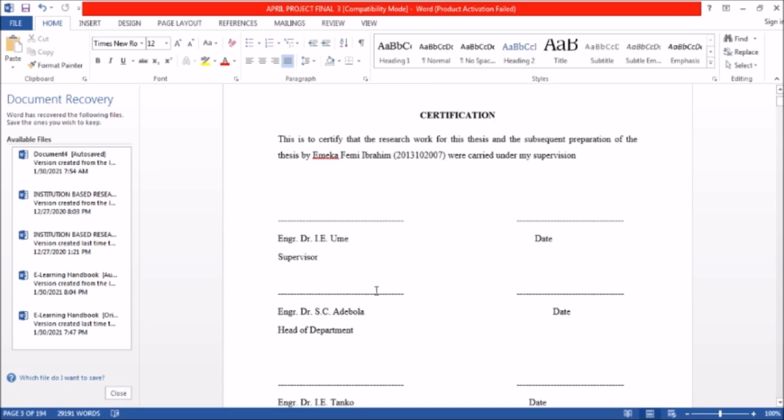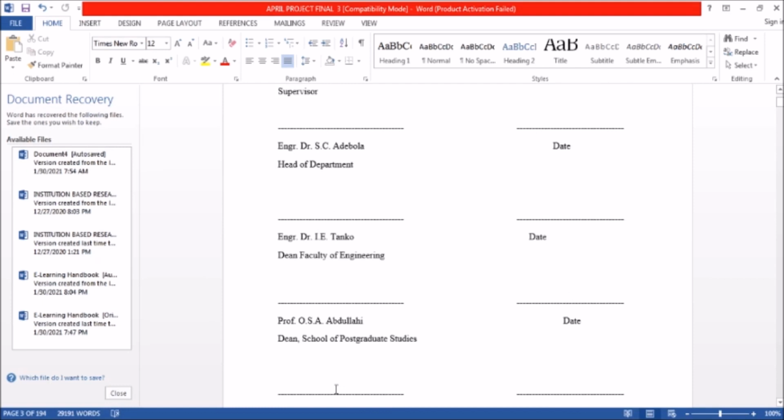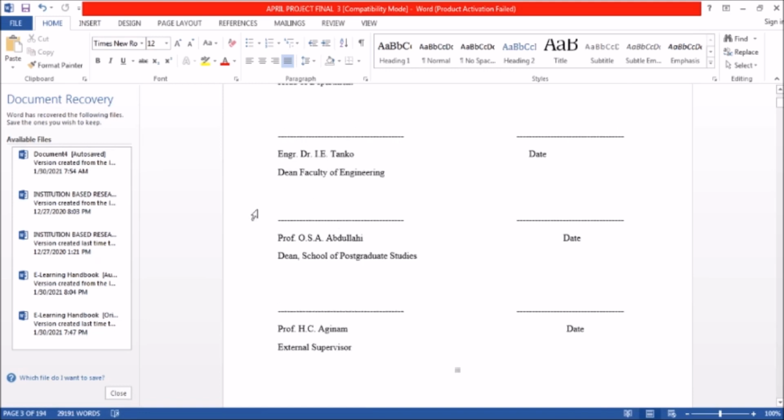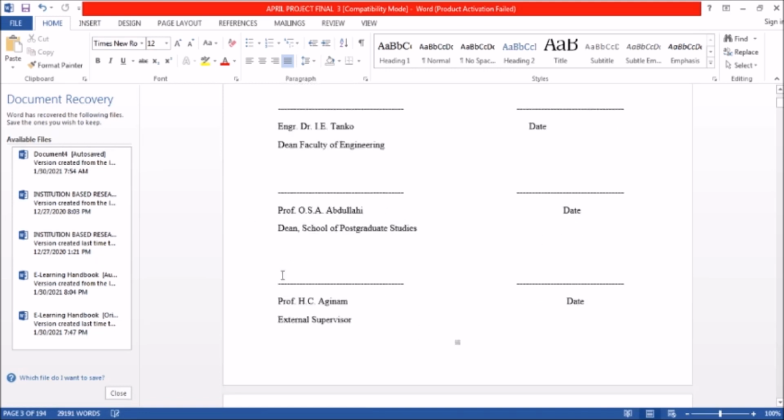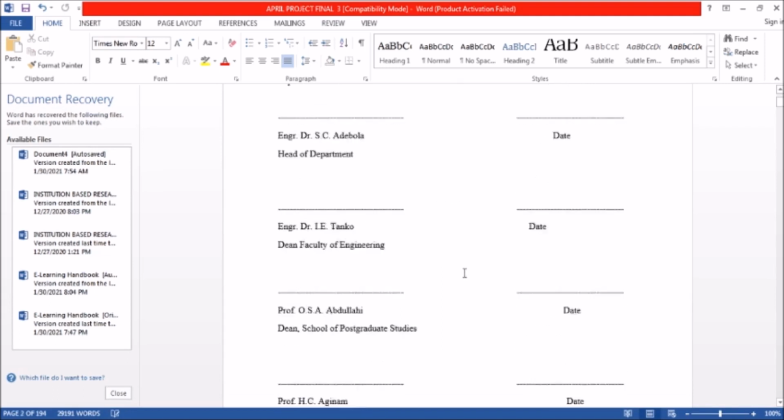So the first person to appear here is your supervisor, Engineer Dr. I.E. Ume. Whoever is your supervisor, you replace the name with his own name, and then he will append his signature here with the date. And the next person we need to look at is Dr. S.C. Adebola. This is the head of department. In your department, you replace this with the name of your head of department, and then he will also sign. And the next person there is the Dean, Faculty of Engineering, Engineer Dr. I.E. Tanko. He will also sign and append his date.